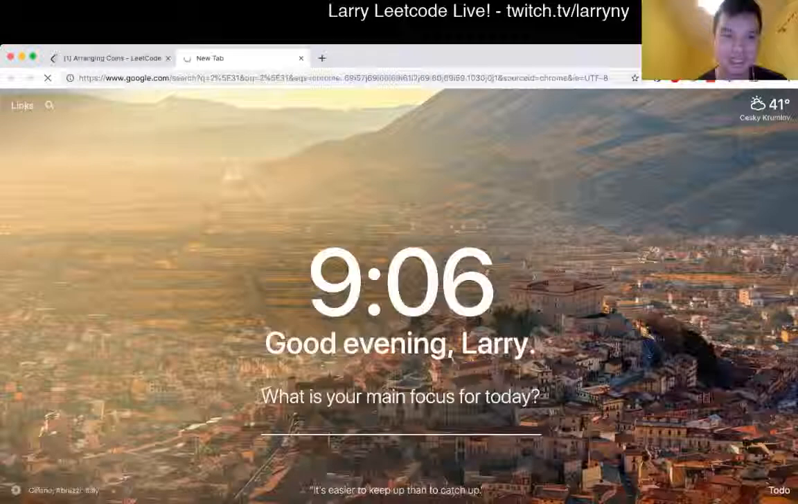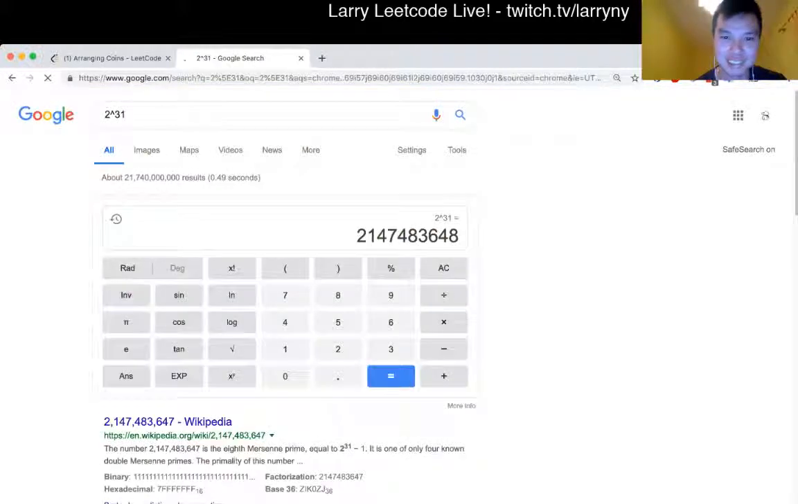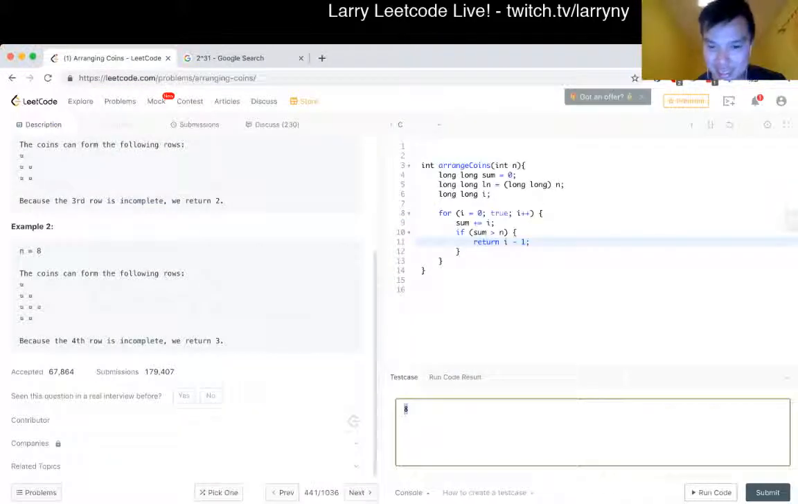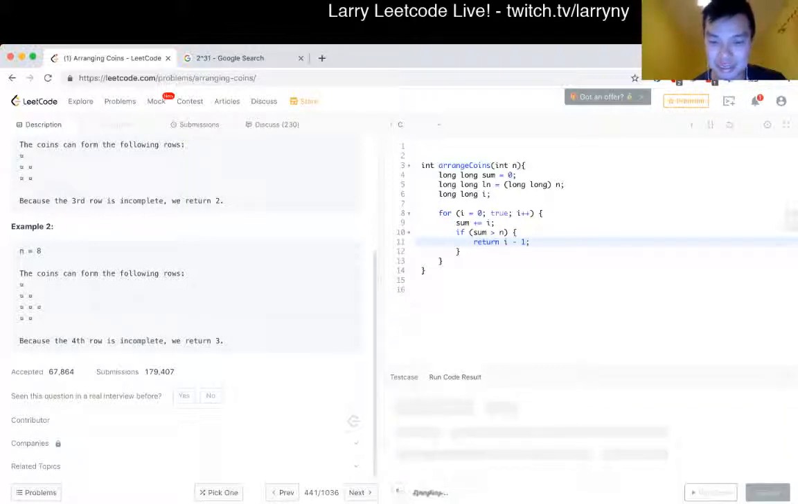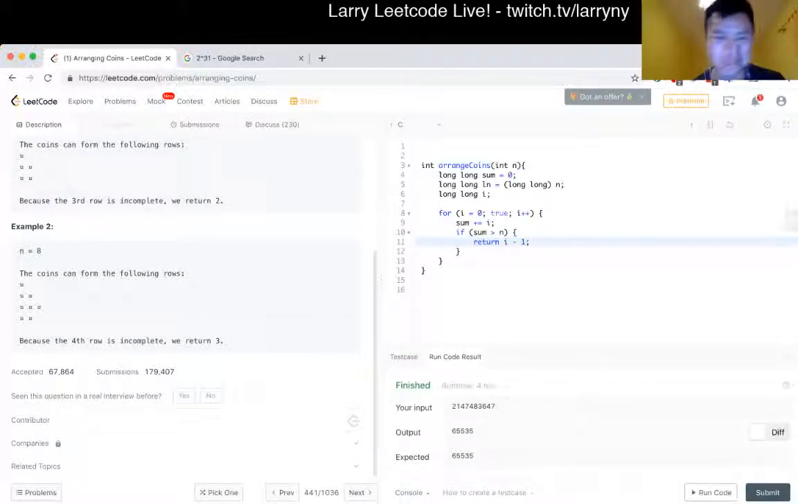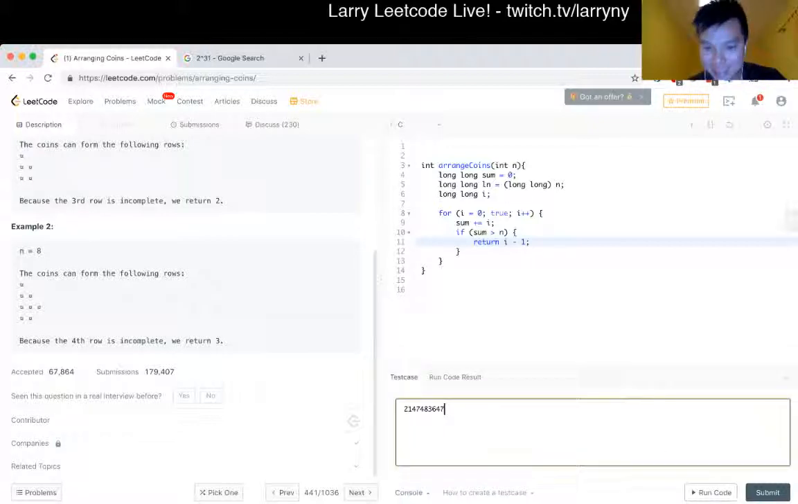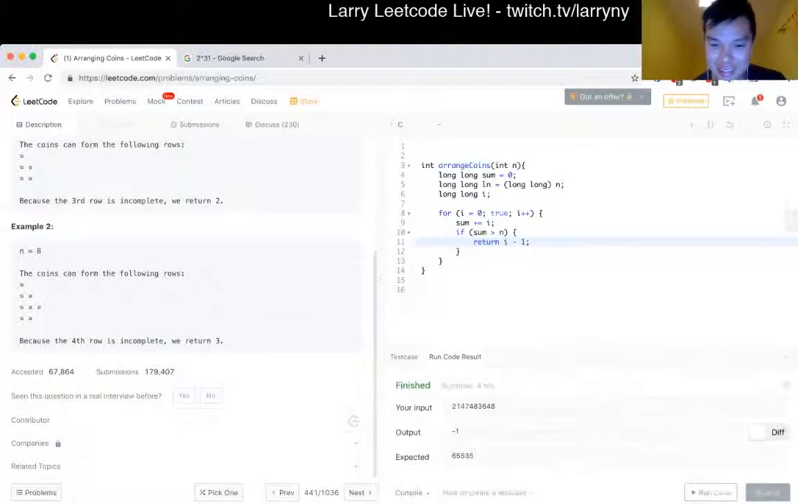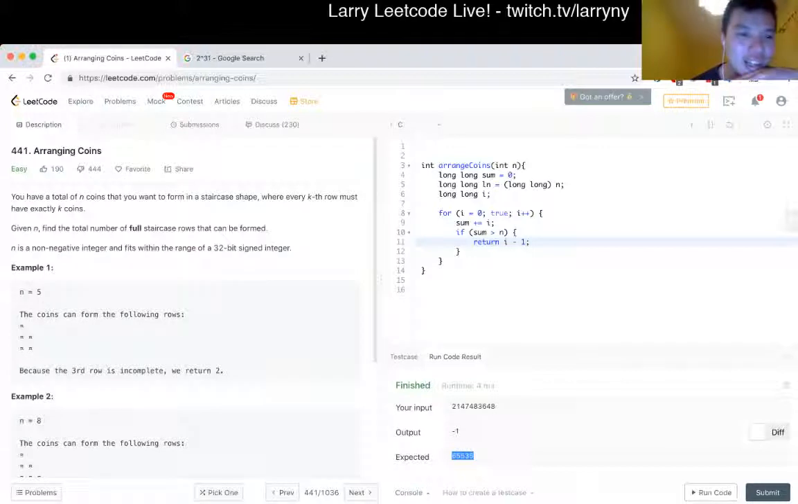As you can see, my internet is kind of slow. Okay, so I'm going to copy this. Maybe 7. Okay, so this seems like it's okay, even for really big numbers. Just out of curiosity, what happens if you give it too big a number? Okay, so I do error on that.